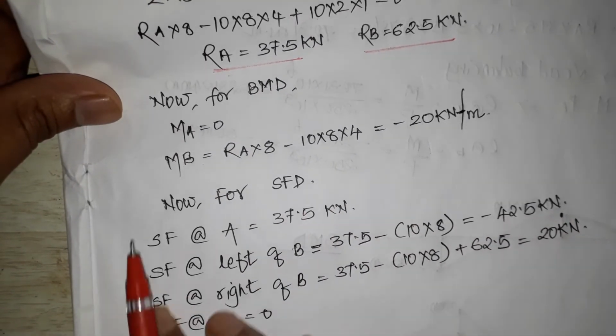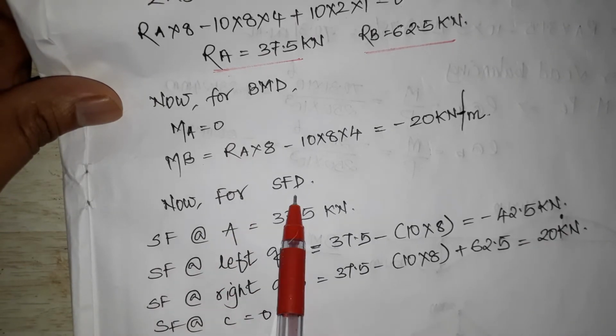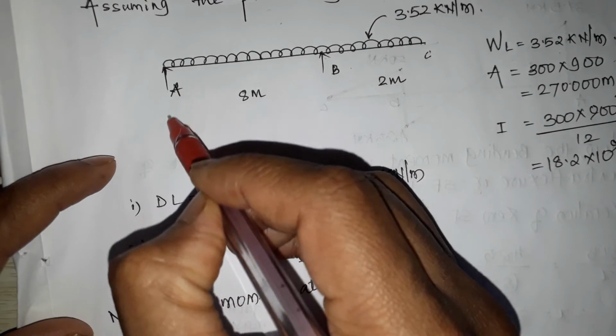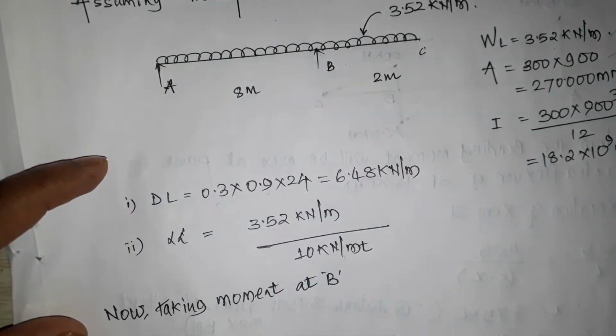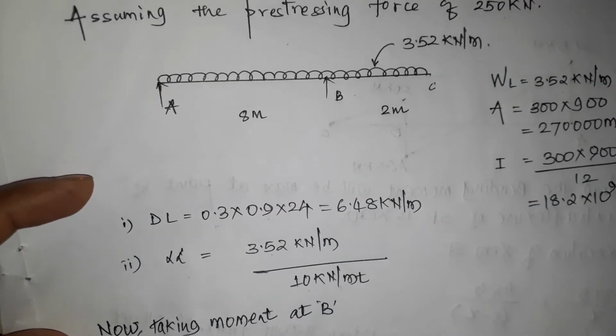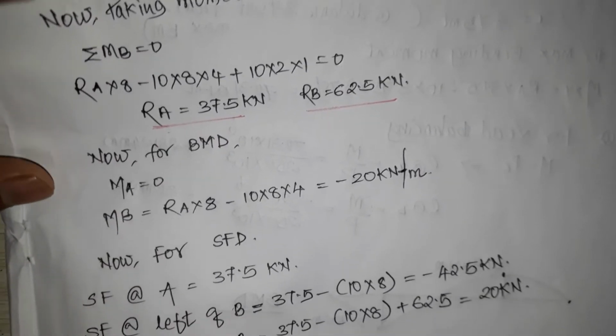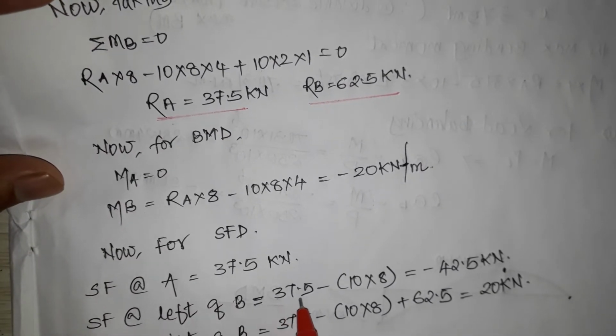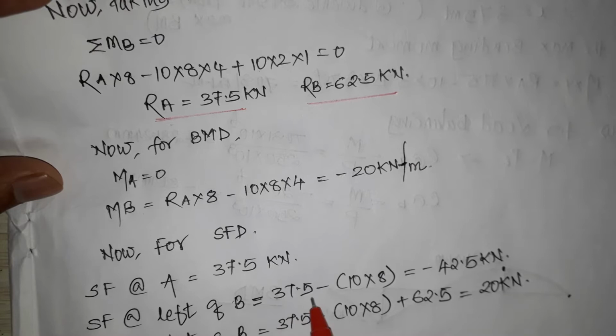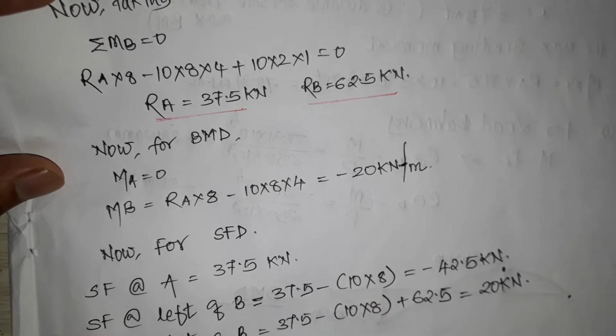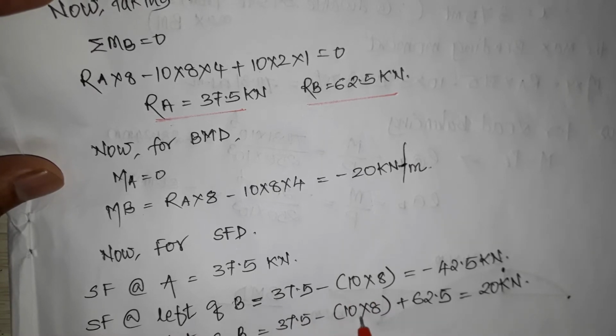So for that we should have the shear force diagram. Now for the SFD, as we know the reaction here, the shear force at A will be 37.5 kilonewton. And at B, left of B is 37.5 minus 10.8, and right of B is 37.5 minus 10.8 plus 62.5, understood.